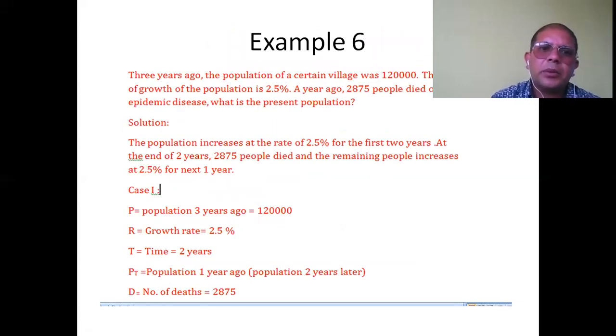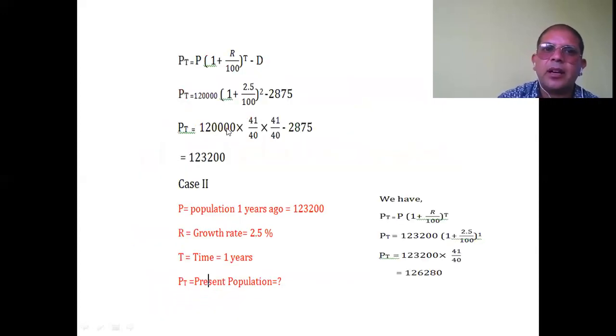Example number 6: 3 years ago, the population of a certain village was 1,20,000. The rate of growth of population is 2.5%. A year ago, 2,875 people died of an epidemic disease. What is the present population? So this is also simple. So it is P, it is the rate, it is D. Now P, rate is 2.5%, time 2 years, PT we need to find out, and D is this one. We have the formula minus D.